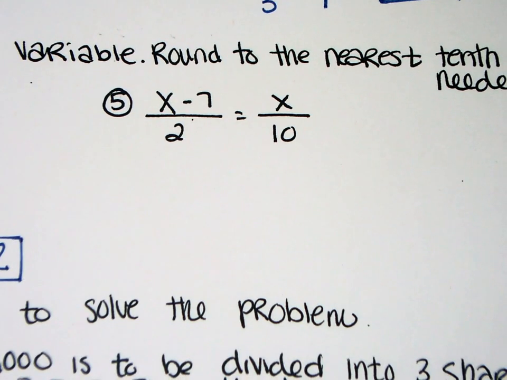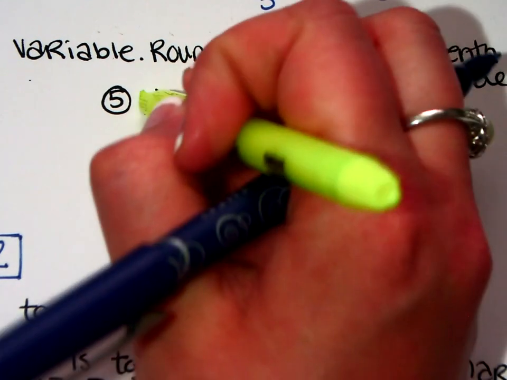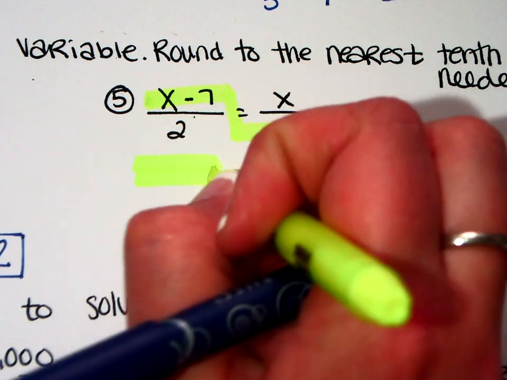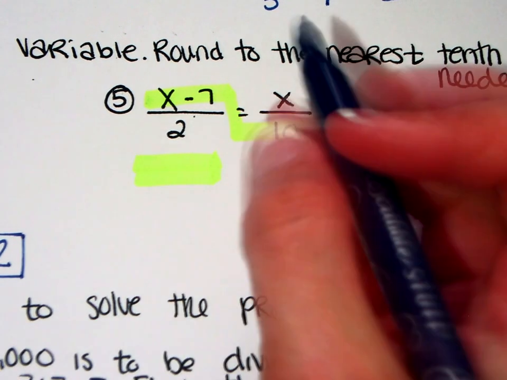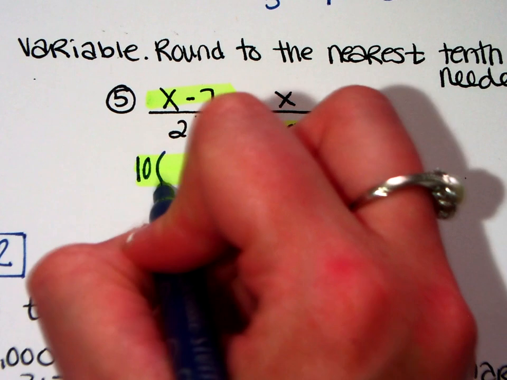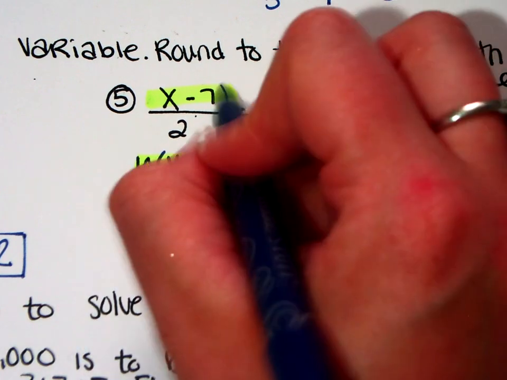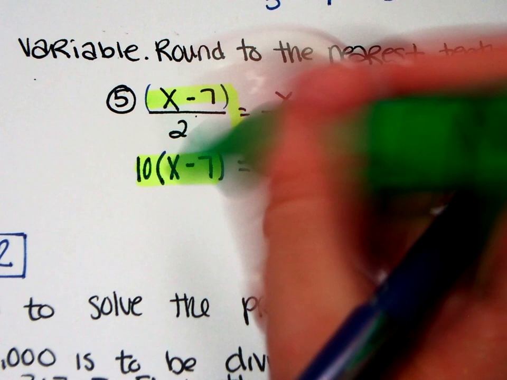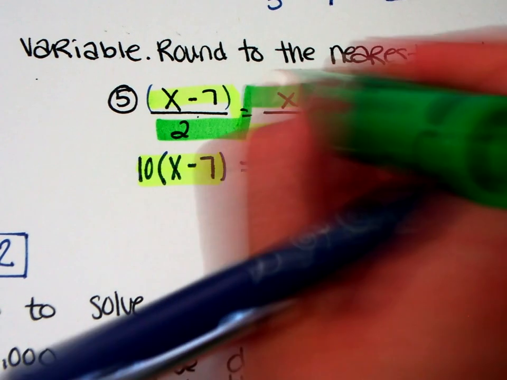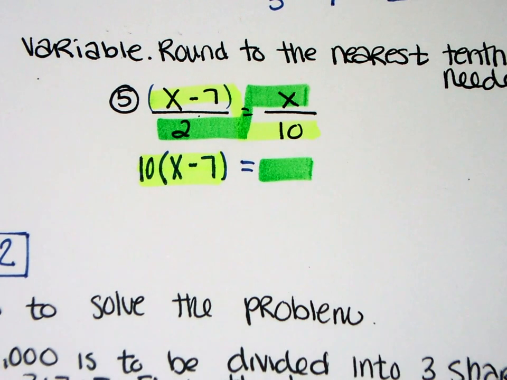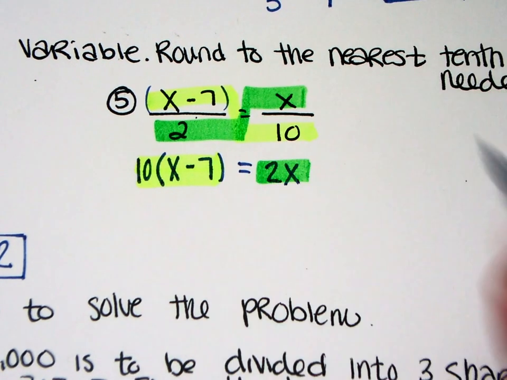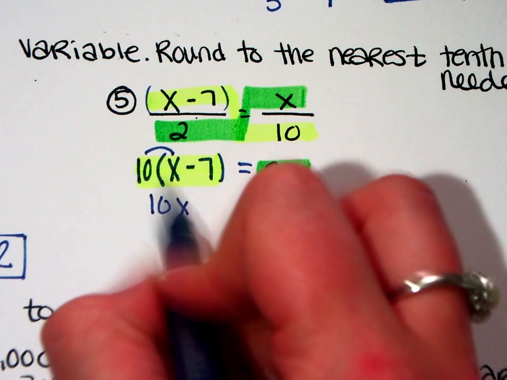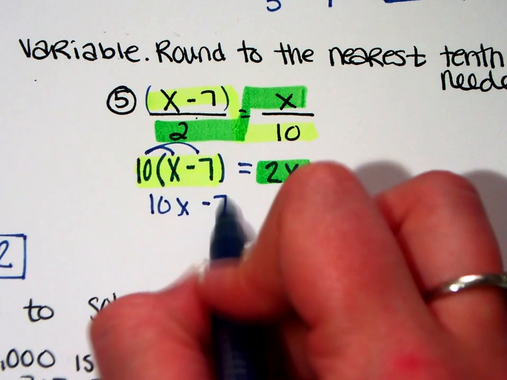So again, I'm going to do numerator of the first times denominator of the second. And since I have a binomial, which means two terms, I'm going to put the 10 in front, (x minus 7) just in parentheses. On the second part, I just have a 2 and an x. So I'm just going to leave that as 2x, 2 times x. 10 times x is 10x. 10 times -7 is -70.